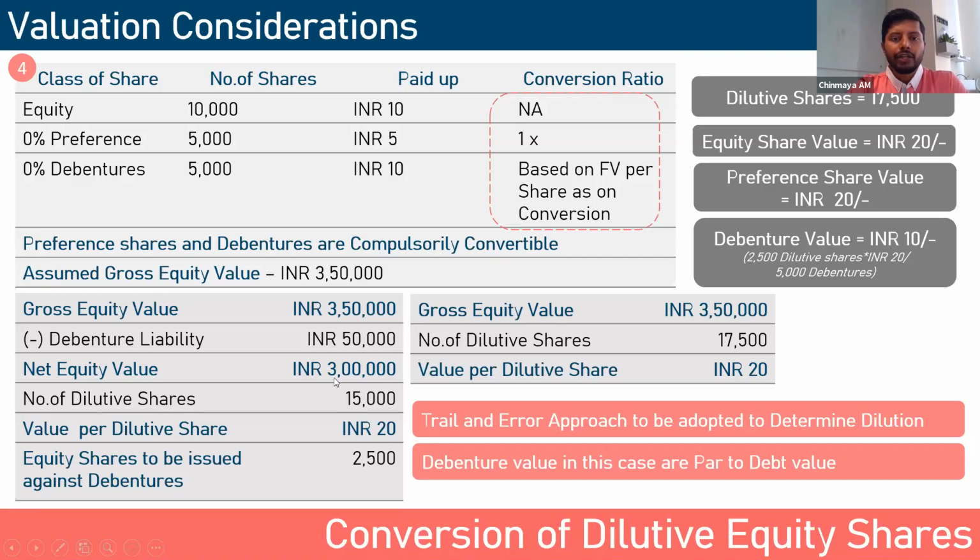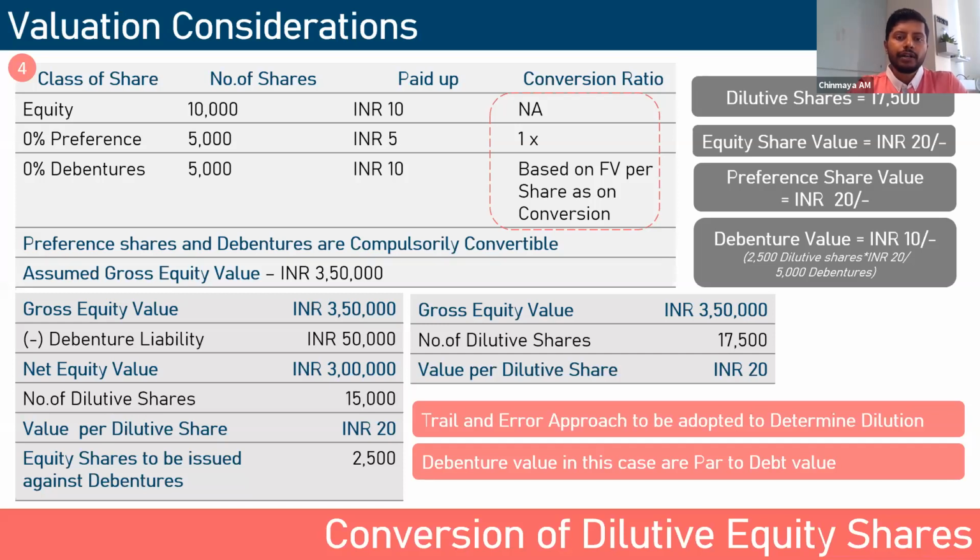And because net value is 3 lakhs, to determine per share value, we are considering only 15,000, which is 10,000 equity and 5,000 preference shares. So there is parity: 3 lakh net value, which is excluding debentures, and number of dilutive shares 15,000, which is excluding debentures. So per share of dilutive instrument is 20.